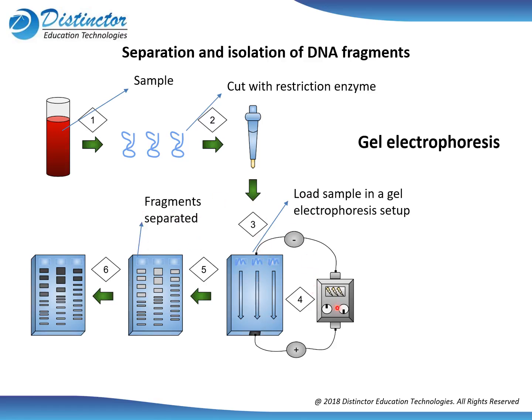How? Electricity is passed through this gel. As electricity passes, the DNA fragments move. During that movement, the fragments get separated. Then we look at it under a UV radiator. Only under the UV radiator can we see the DNA fragments.